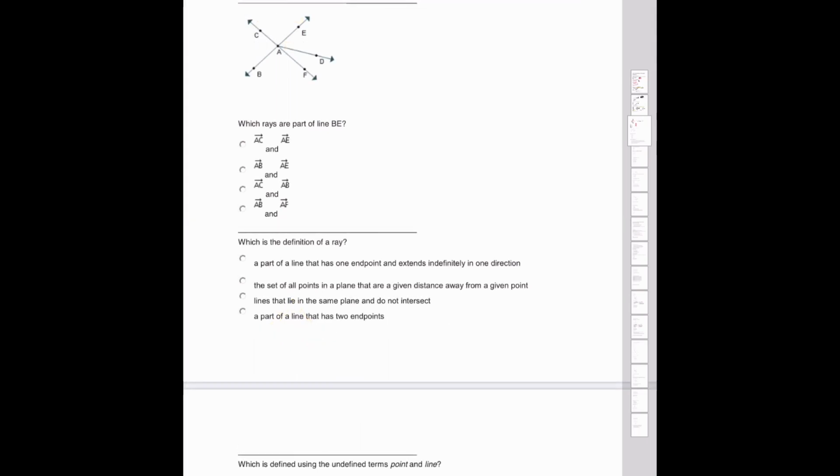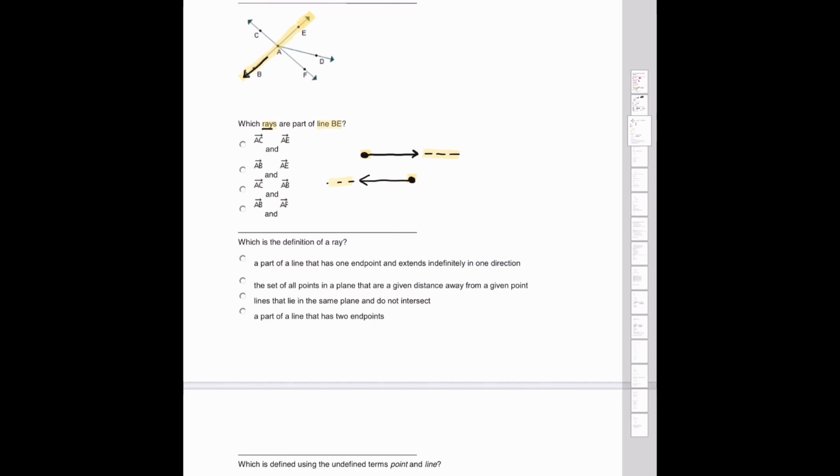Let's look at the next question. This question is asking us which rays are a part of line BE. Well, let's first identify line BE. Now, let's think about rays. We know that rays have one endpoint and continue infinitely in another direction. Rays can take either direction, but in every case, rays have one endpoint and extend infinitely in another direction.